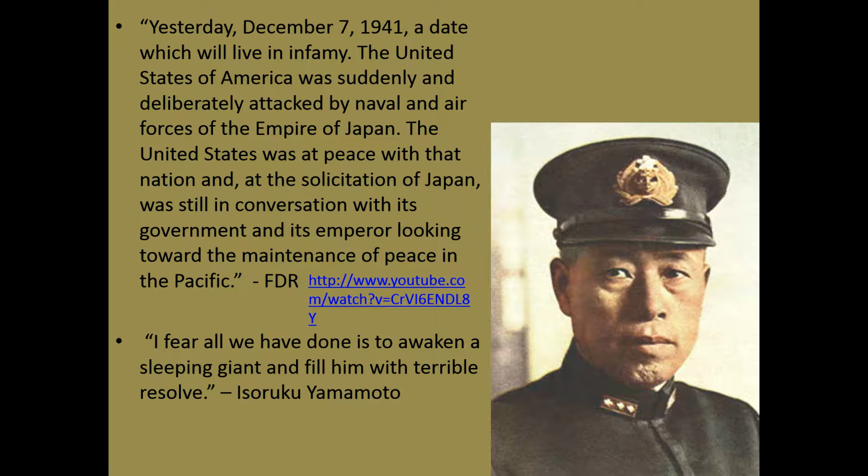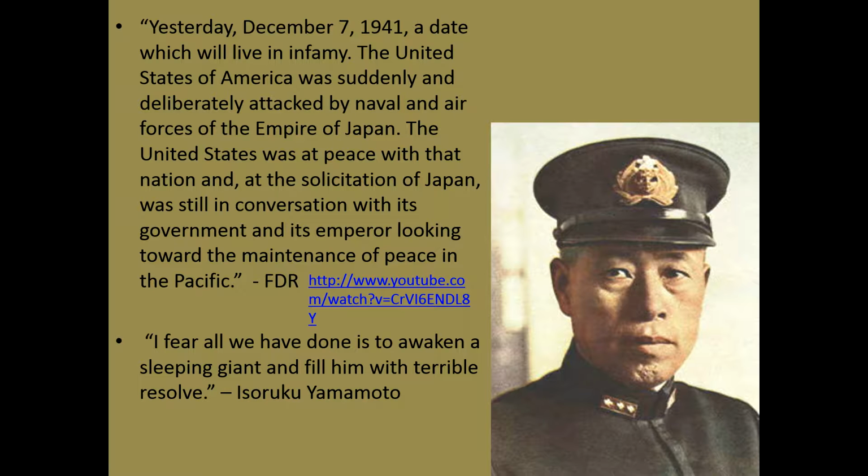So after the attack, the next day, FDR addressed Congress, and he called December 7th a date which will live in infamy. And he asked Congress to declare war against Japan. And so if you remember Jeannette Rankin, we talked about her with World War I, the first woman elected to Congress. She was the only person in Congress to vote no to entering World War II.